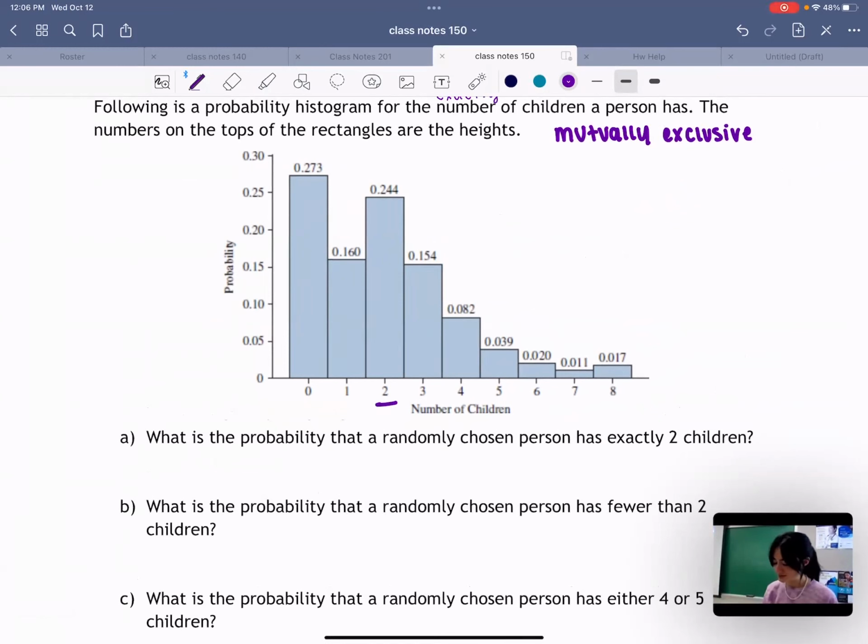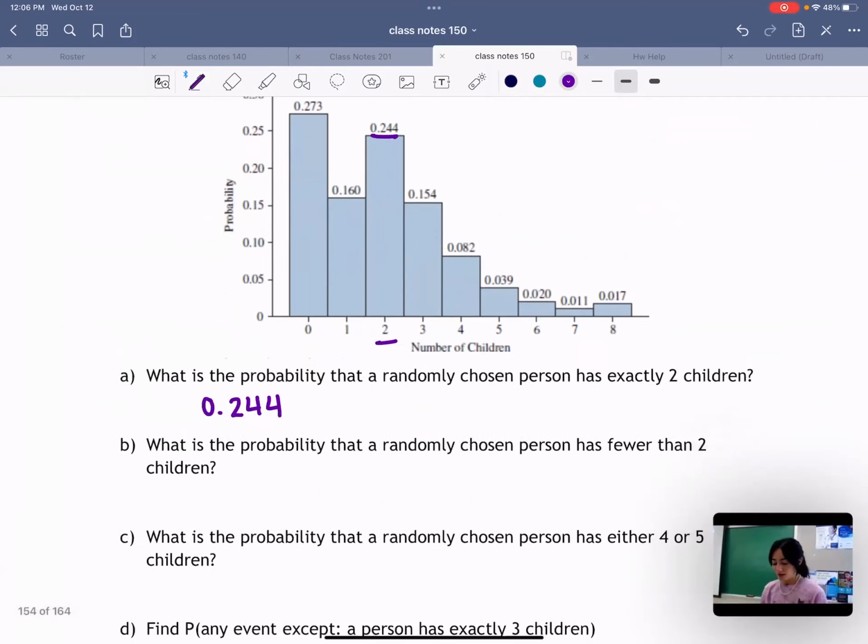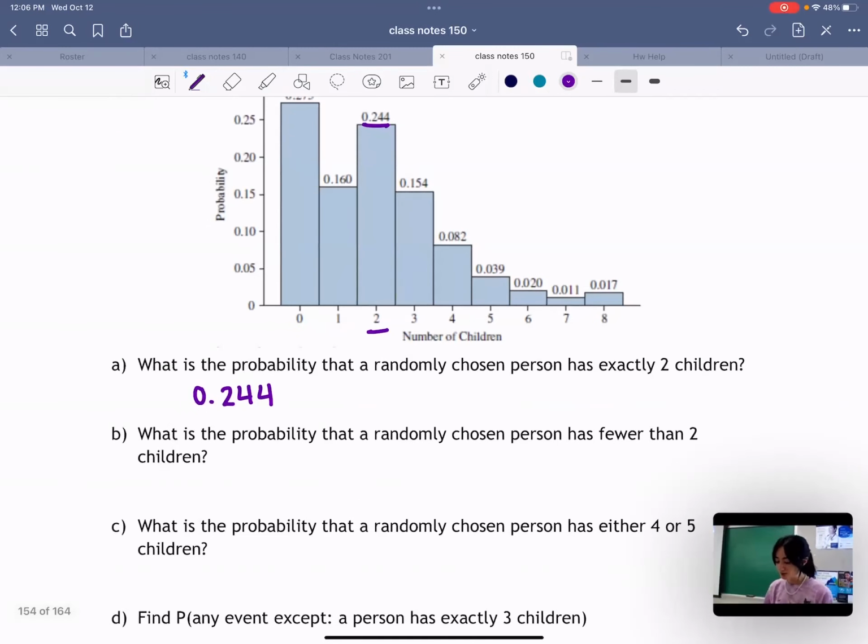Good, right? You went up to 2 and you were like, okay, the height of that bar is 0.244. So that one was pretty easy. All right, next we want to find the probability that a randomly chosen person has fewer than 2 children. What's another way to say fewer than 2?